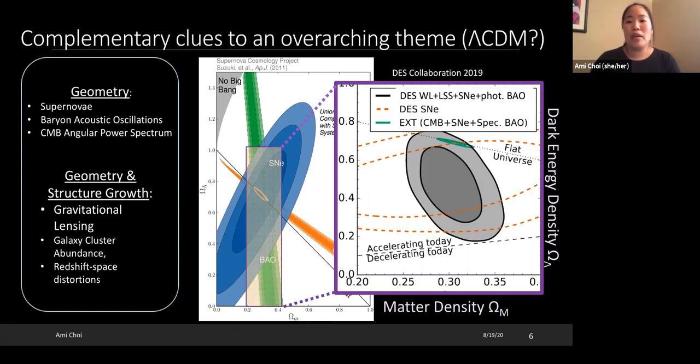And we have something that looks like this plot now on the right, which is covering just a small portion of the older plot. And here, these black contours now show the combination of the weak lensing coming out of the Dark Energy Survey, plus the large-scale structure clustering, plus the DES supernovae, and the DES photometric baryon acoustic oscillations. And the cool aspect of this is that all of these measurements are coming from within the same survey, the Dark Energy Survey.